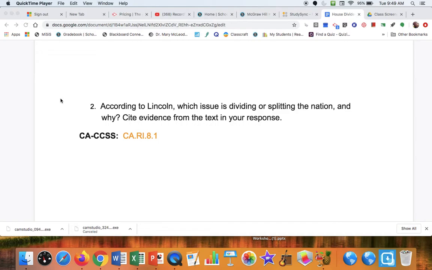House divided speech, think question 2. According to Lincoln, which issue is dividing or splitting the nation and why? Cite evidence from the text in your response. So, which issue is dividing the nation and why?